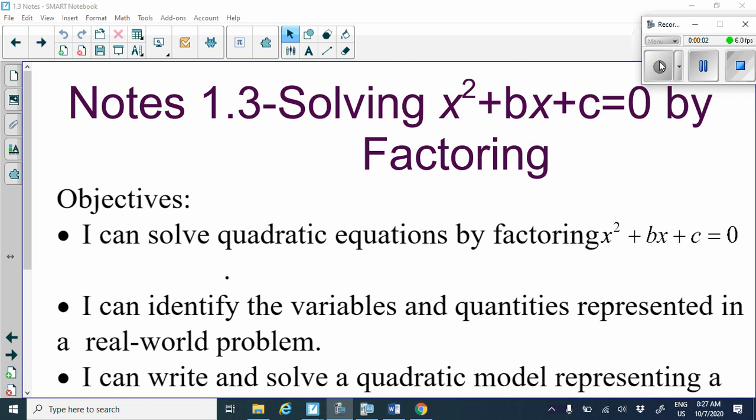Hey guys, so here are the notes for 1.3. We're now going to go ahead and solve quadratic equations when our a value is just equal to 1 by factoring. Okay, let's go ahead and get started.